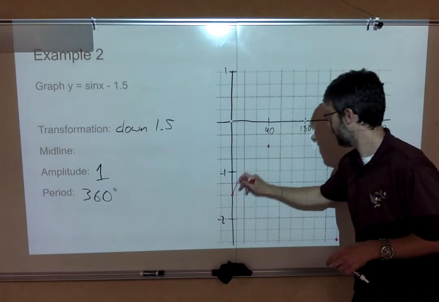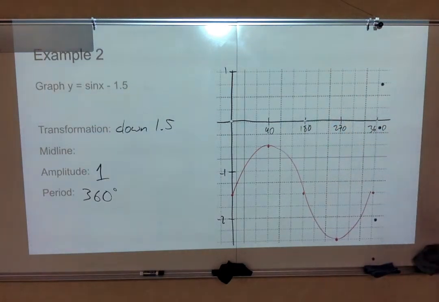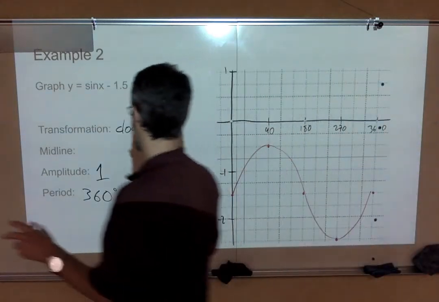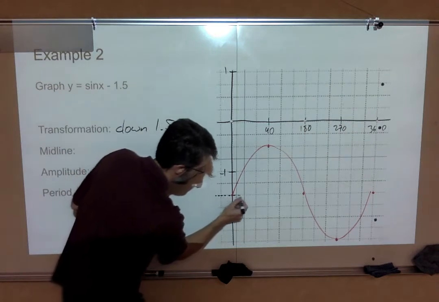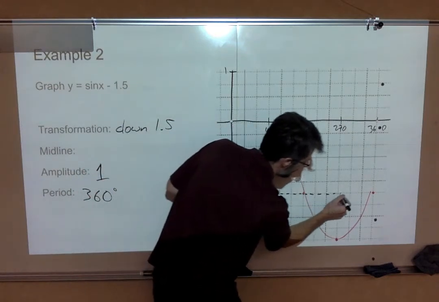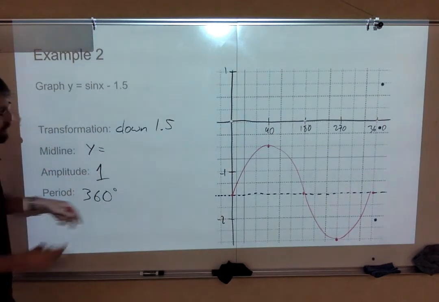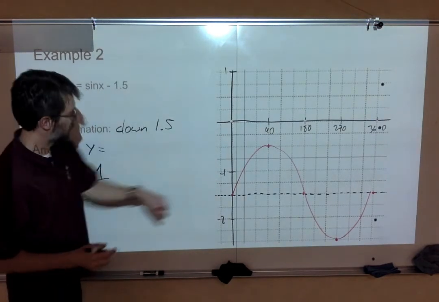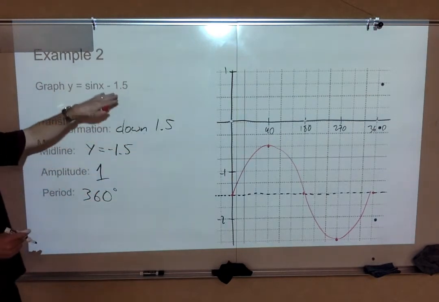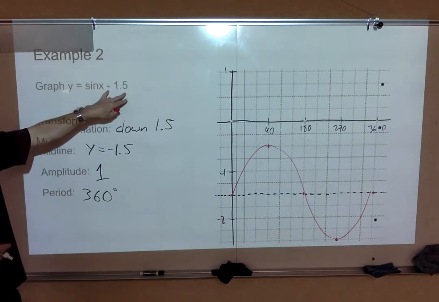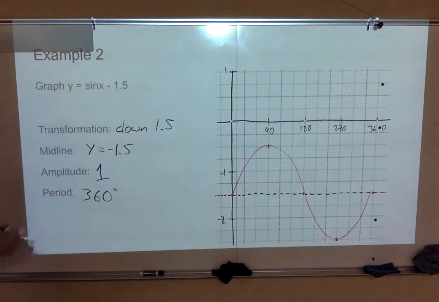Let's connect it with a nice smooth line. And let's see, amplitude didn't change, period didn't change. Midline goes right through the middle right here. And that is an equation of y equals negative 1.5. It always ends up matching your vertical shift, right? It always ends up matching whatever k is, right? So if this is minus 1.5, it's y equals negative 1.5 is how that works.